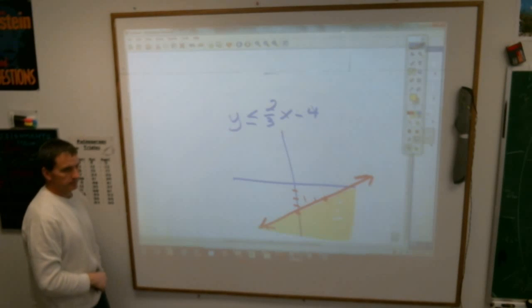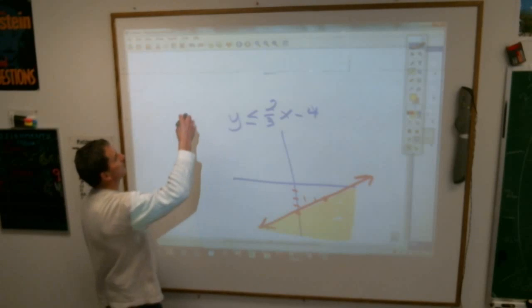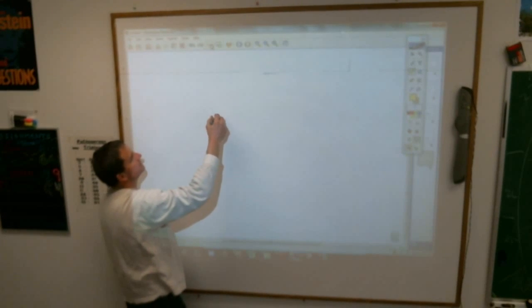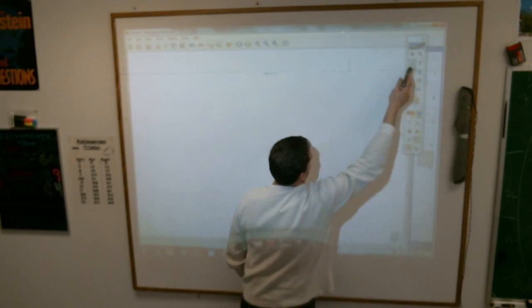For y is greater than x plus 2, that was me just showing you that those could be any answers. You don't draw any squiggly lines, you just shade. Alright, so here, how about this one? You're just shading.